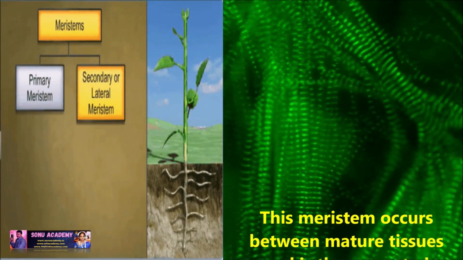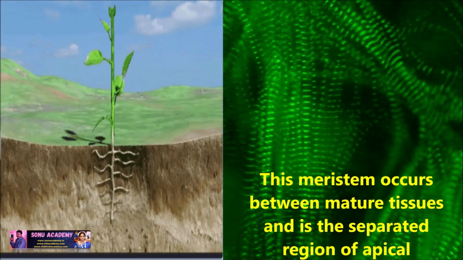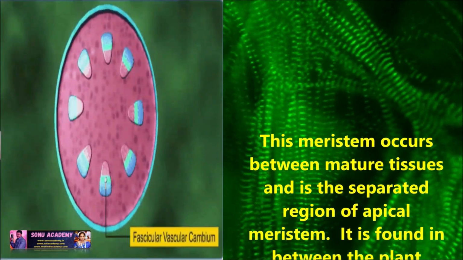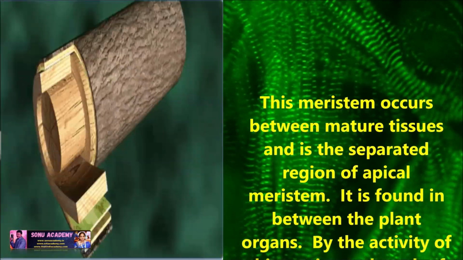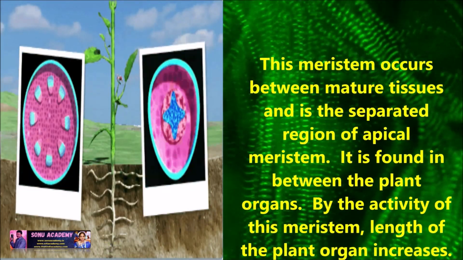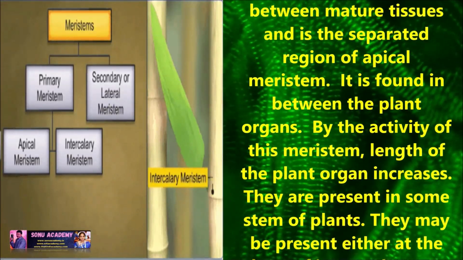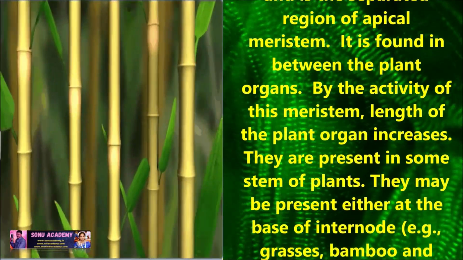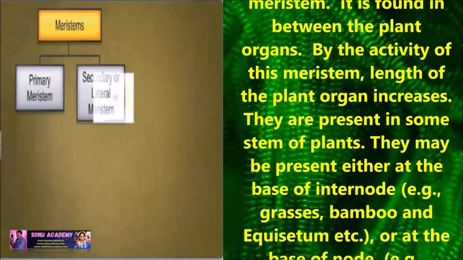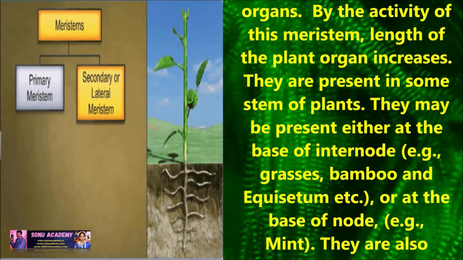Now let us discuss intercalary meristem. The intercalary meristem occurs between mature tissues and is a separated region of apical meristem. It is found in between the plant organs. By the activity of this meristem, the length of the plant organ increases. They are present in some stems of plants.